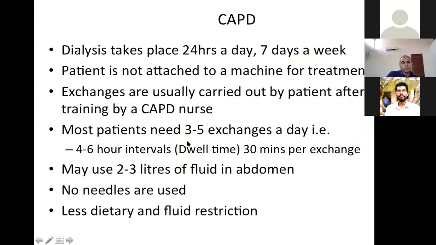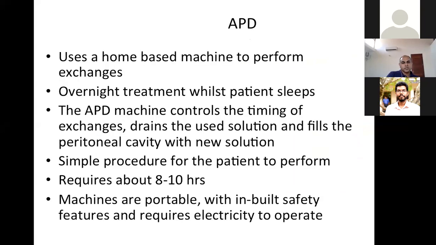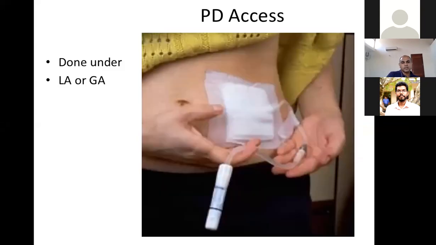Yeah, so I think I have discussed most of these. So these are somehow they do the exchanges. And this is about acute automated peritoneal dialysis. And this is a PD catheter. So basically you have to get this, usually inserted by a surgeon, and the patients can use these connectors to connect to the peritoneal dialysis solution bags.